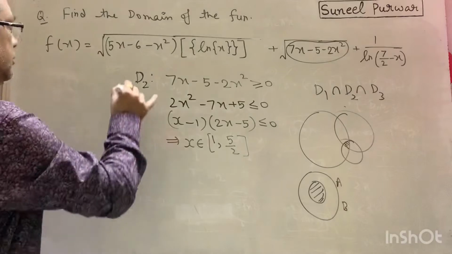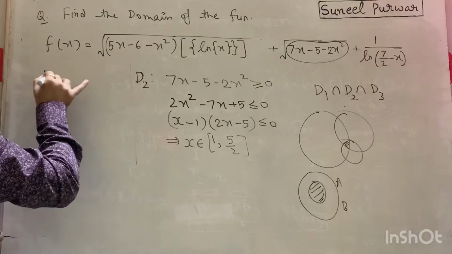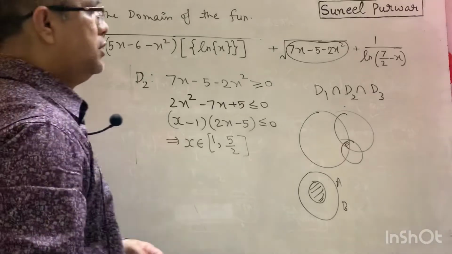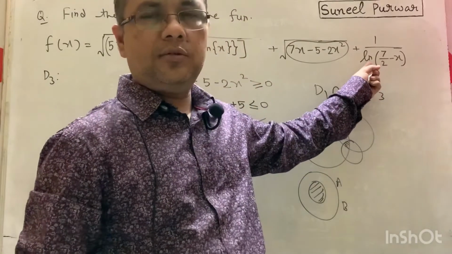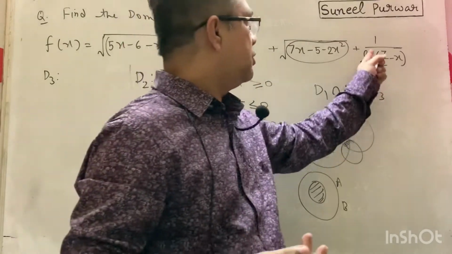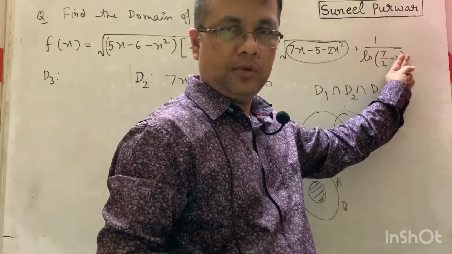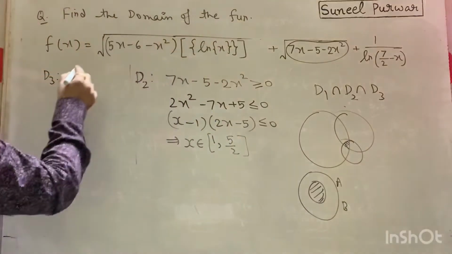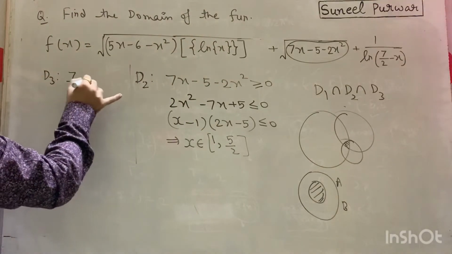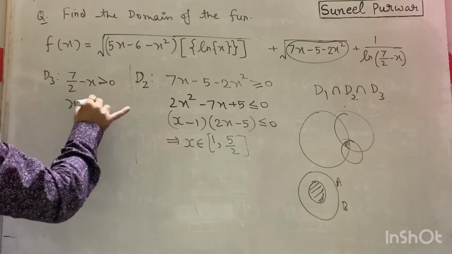D3. For D3, there are even simpler requirements. So for D3, first requirement is because of ln. Ln base is e, so that is positive and not equal to 1. So you need only this one thing, that bracket value must be positive, so that this number is positive and you can take its log. 7 by 2 minus x must be positive. So x is less than 7 by 2.